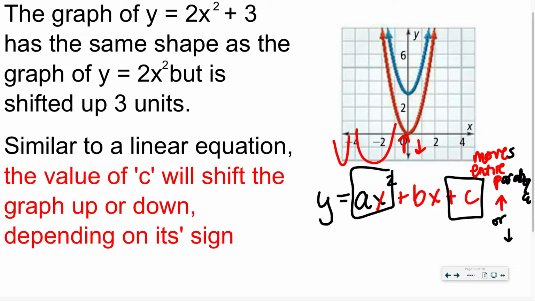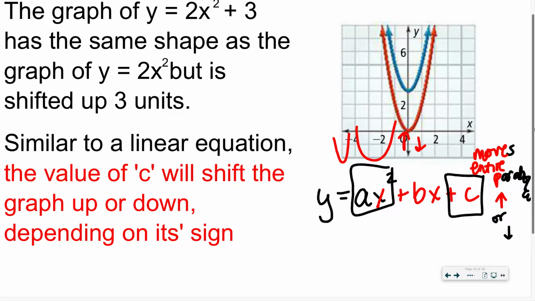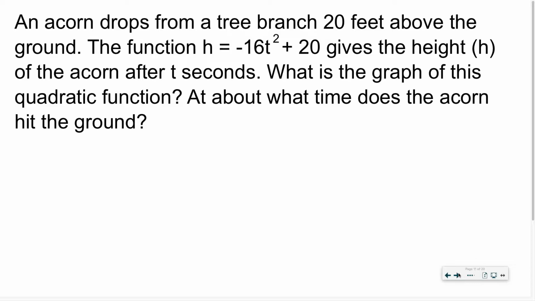Tomorrow and towards the end of the week, we'll talk about what that middle term does. It does some crazy stuff. It's the middle term you've got to watch out for. If you think about it, the only other thing that could change with the quadratic would be that, and that's what the middle term is going to do. Okay, so let's use a real scenario here.